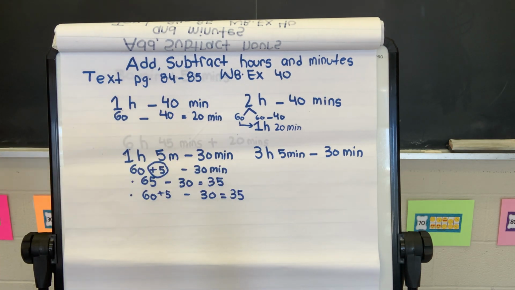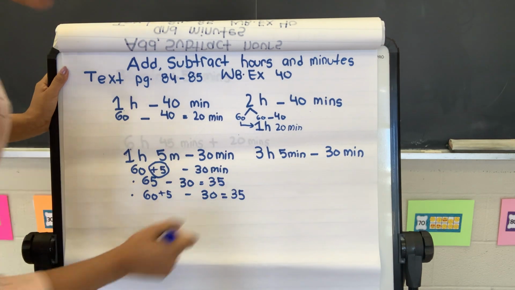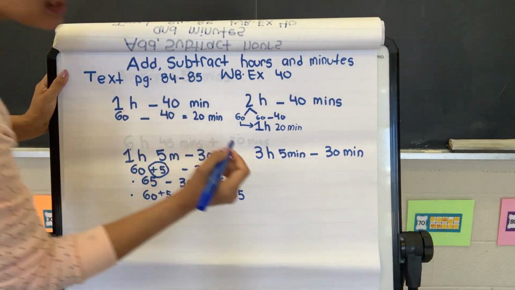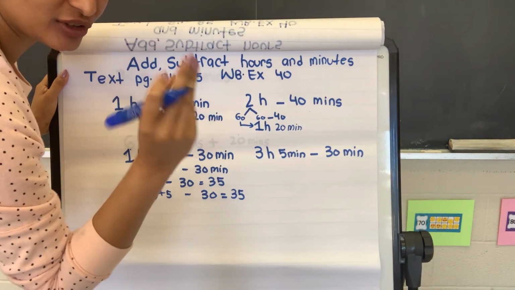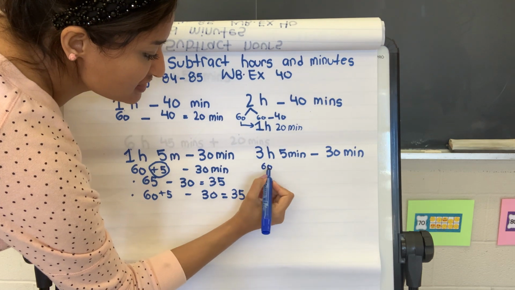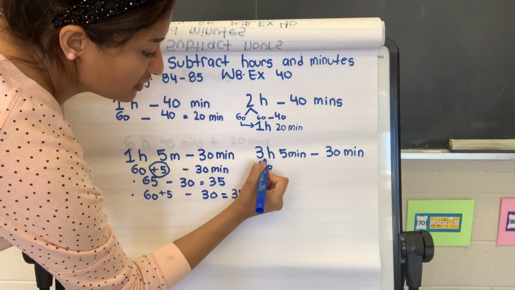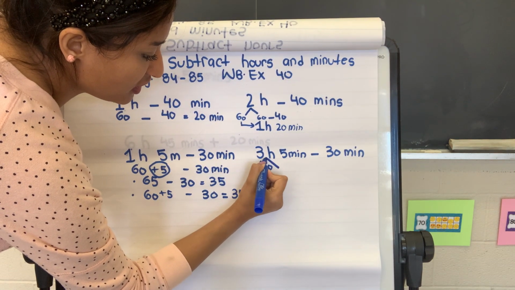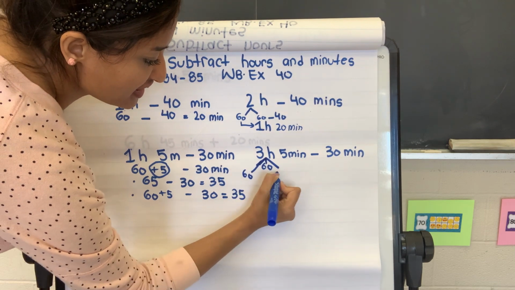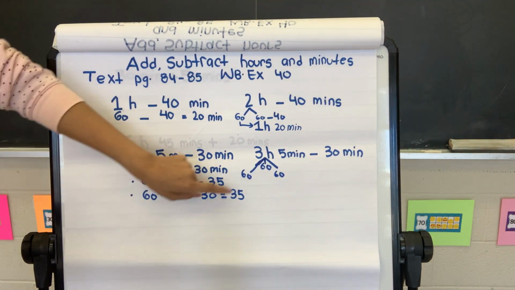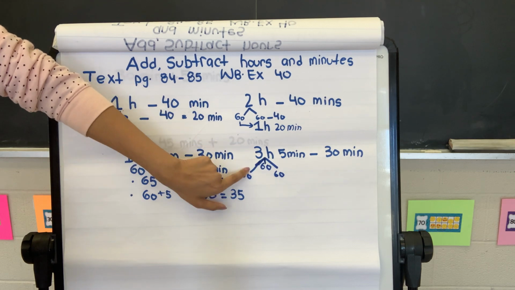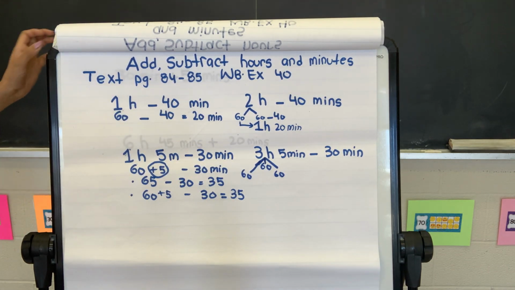Then I have my 3 hours and 5 minutes. Now again, I can do it. I know my 3 hours are made up of how many 60s? 3 60s, right? So I have 1 60, I have 2 60s and I have 3 60s, right? So 1, 2, 3. 3 hours are made up of 3 60s.